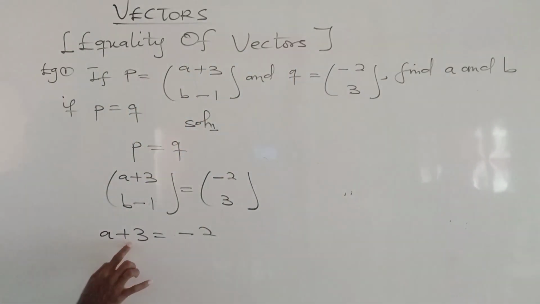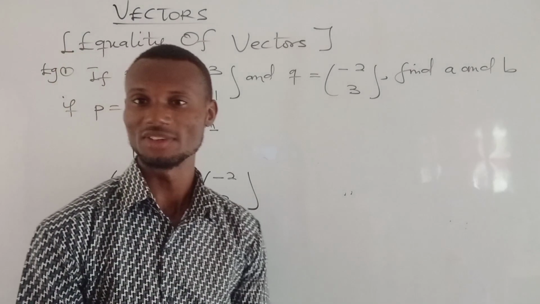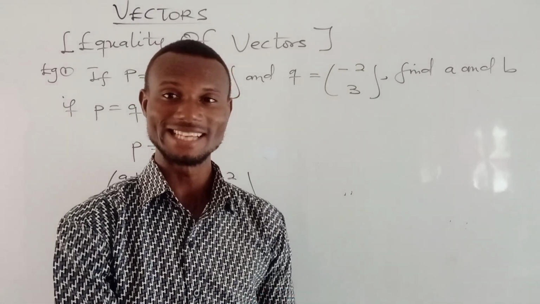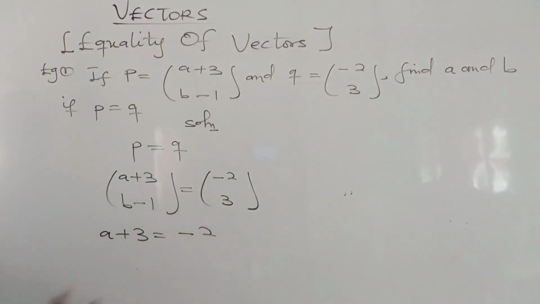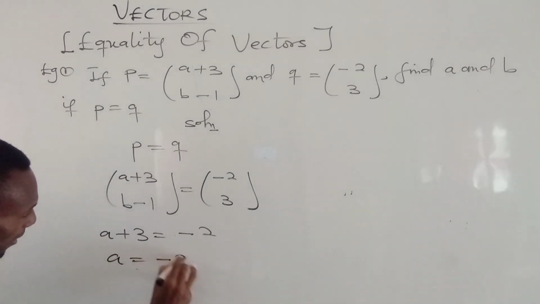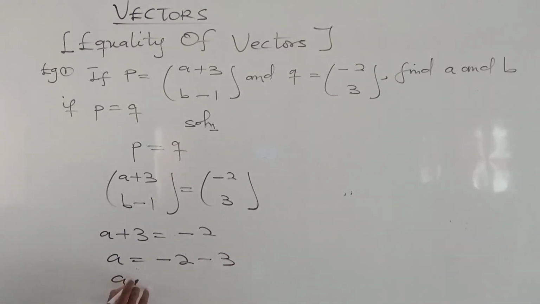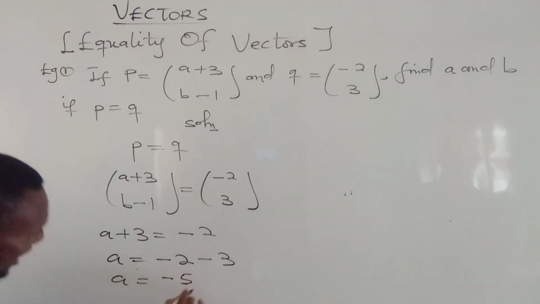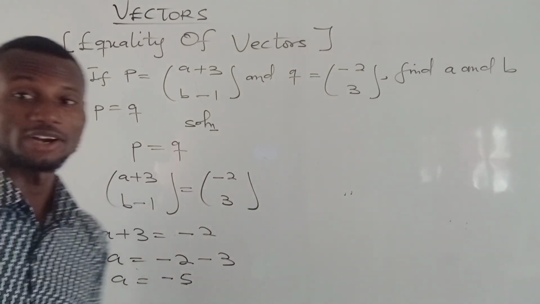I'll let the positive 3 cross to join the negative 2 here, but take note that when anything crosses the equal sign, the sign it has changes to the opposite. So it's positive, and when it crosses the equal sign, it becomes negative. So I have A equals minus 2 minus 3. So A equals minus 5. This is the value of A. A equals minus 5.